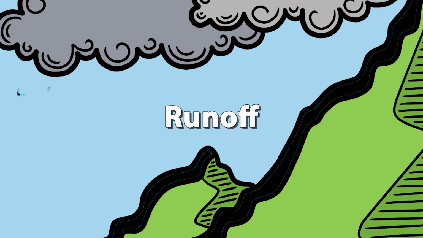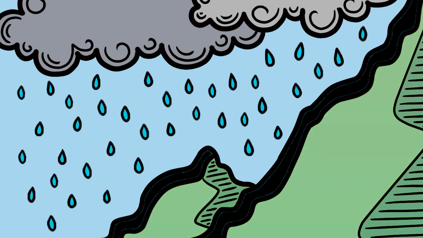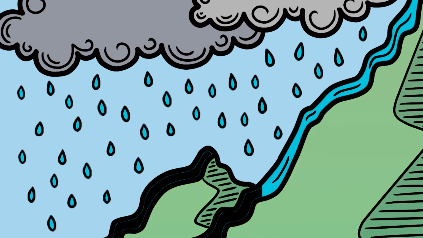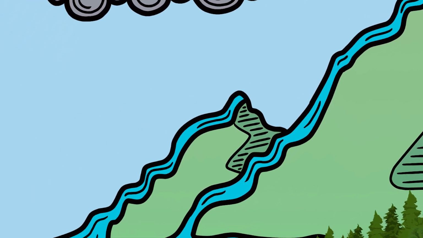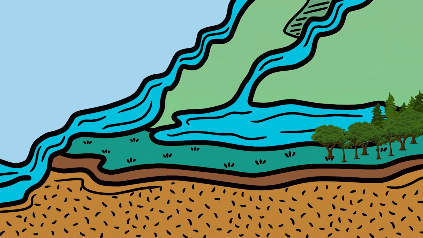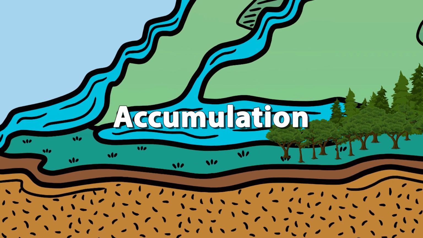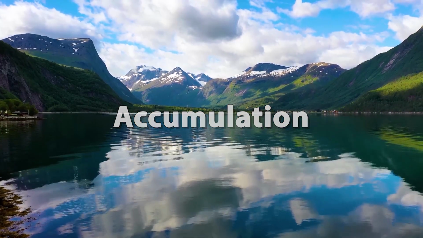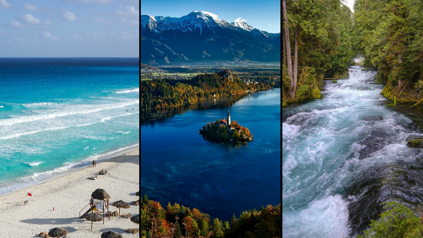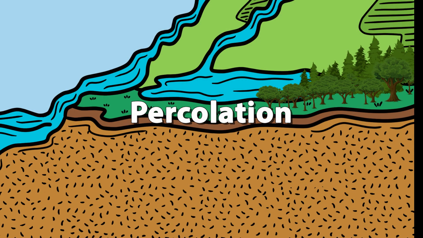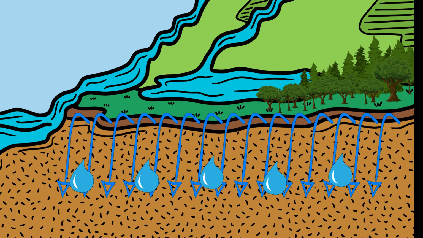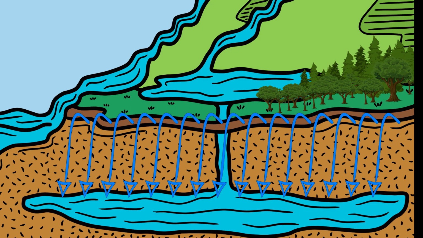Runoff occurs when there is more water than the ground can absorb. The water is forced by gravity to move towards larger water accumulations. Accumulation is the collection of water in natural reservoirs, such as oceans, lakes, and rivers. And percolation is when water saturates through the ground and into the soil.